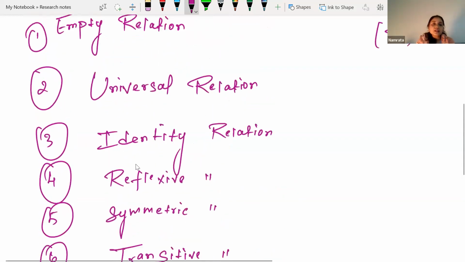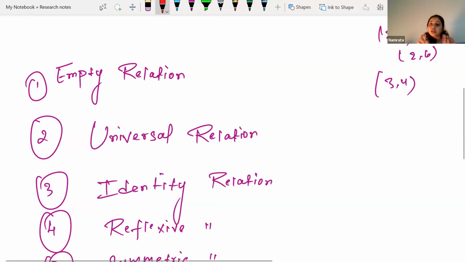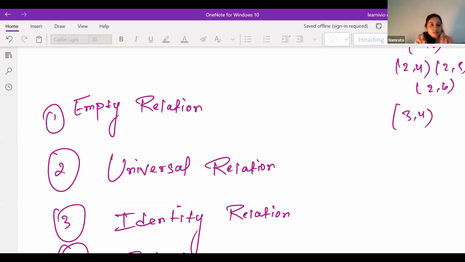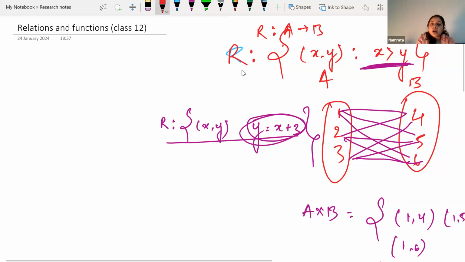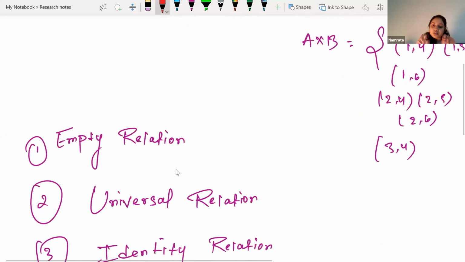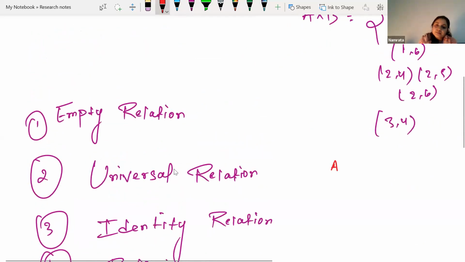One by one, we will be discussing each and every type of relation with the help of examples. So let me take one example for the empty relation. Whatever example I have taken in the very beginning, that is, a relation R is defined as the set of all xy such that x is greater than y, where A and B are defined, R is from A to B, A and B being 1, 2, 3, 4, 5, 6. Let me write this relation again freshly. So I am saying there is a set A, there is a set B.